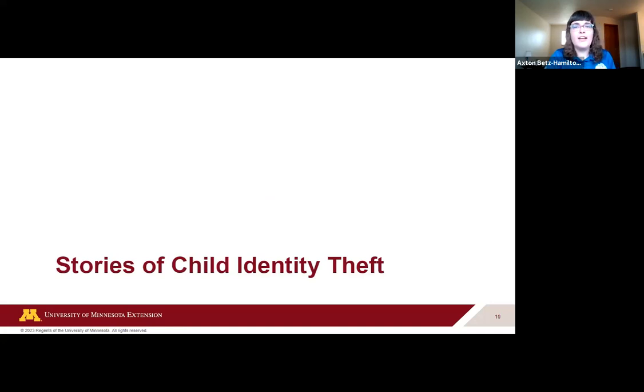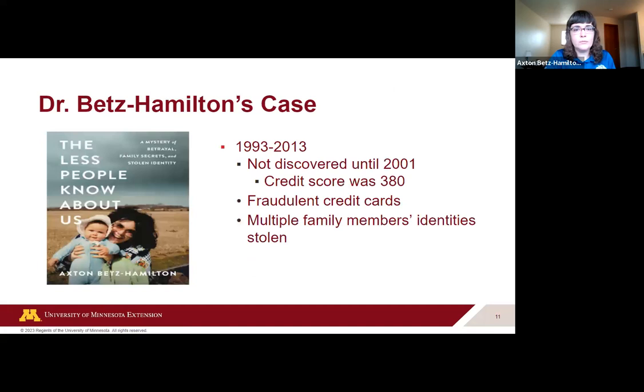So moving on to stories of child identity theft. I want to lead off with my case. My case has been the focus of a book that I wrote and published back in 2019 called The Less People Know About Us, a mystery of betrayal, family secrets, and stolen identity. This book walks through my experience with identity theft and the process I went through to recover from identity theft, how that shaped my career focus, and then how my career actually helped me identify the perpetrator 20 years after my identity was stolen.